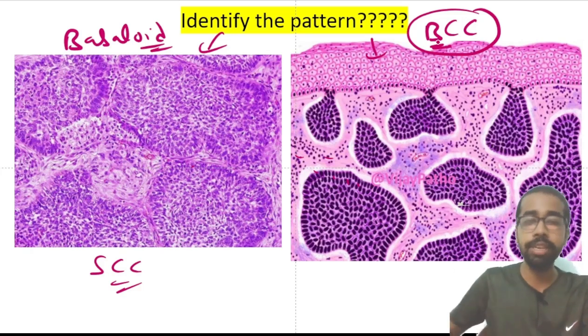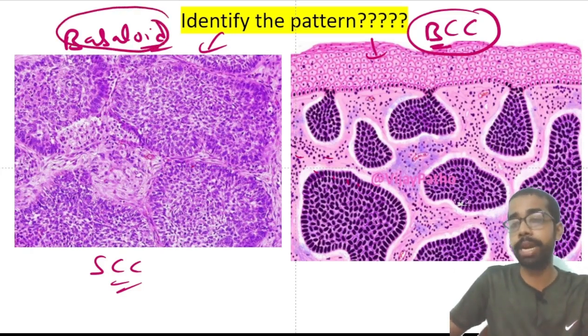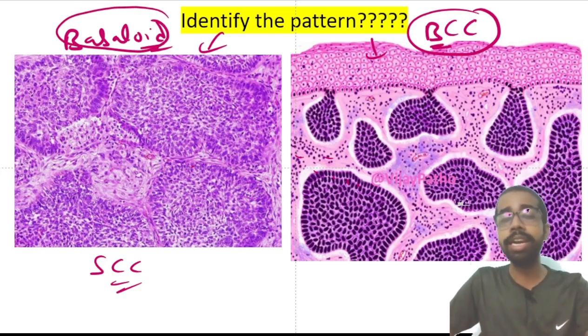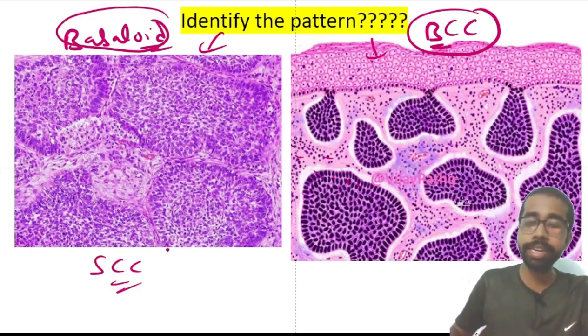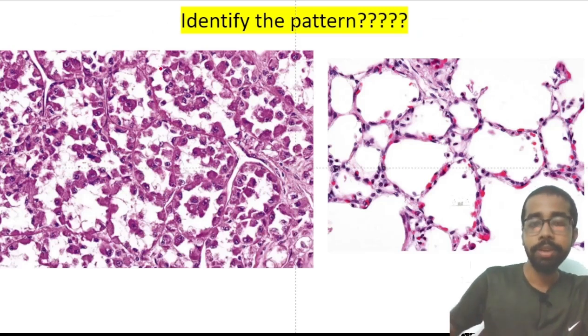I am not here to teach BCC here. I just wanted to appreciate the pattern, Basaloid pattern. Maybe in basal cell adenoma, in adenoid cystic carcinoma, and in n number of tumors you can have Basaloid pattern. Right? Okay. Next. What about this pattern?